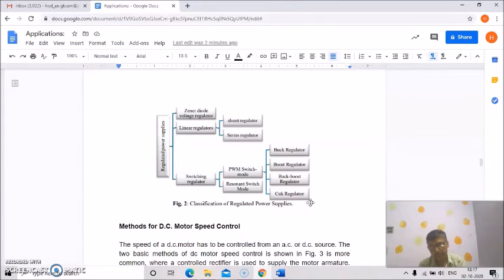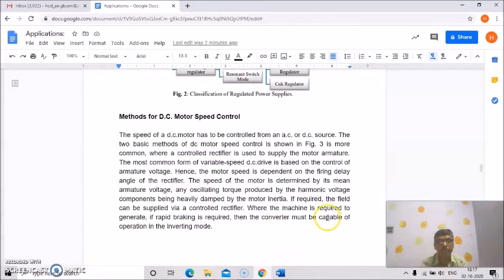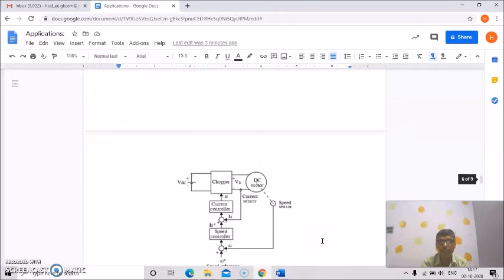So with this introduction of the application part, we will try to discuss the different methods of DC motor speed control. The speed of a DC motor has to be controlled from an AC or DC source. And the two basic methods of DC motor speed control are shown in this figure.